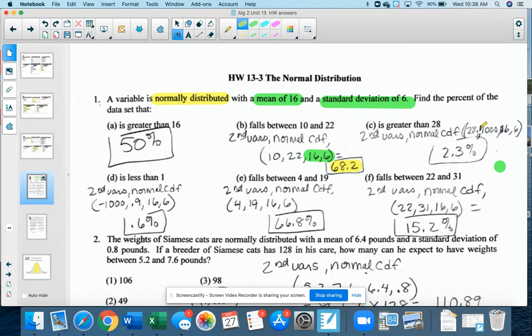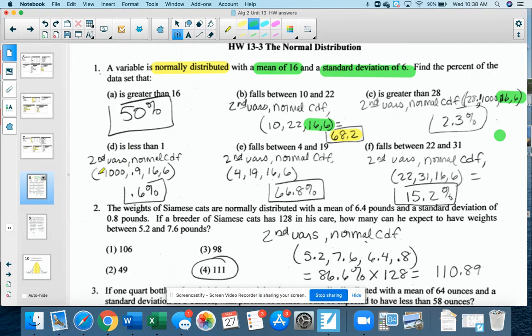So I actually did 28.1 for my lower, 1,000 for my higher. And again, that 16 and 6, I'm just going to highlight so you see that stays the same the whole time. So all those go into my calculator and I get 2.3%. Less than 1. So my lower is going to be negative 1,000. It's less than 1, so I just did 0.999.